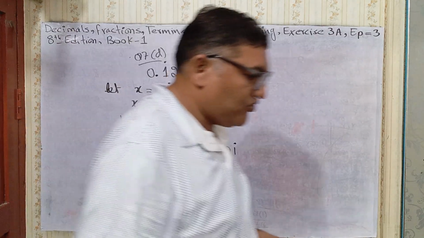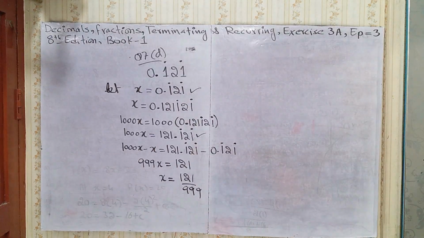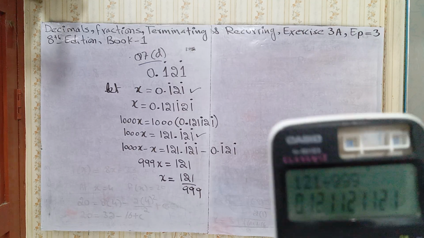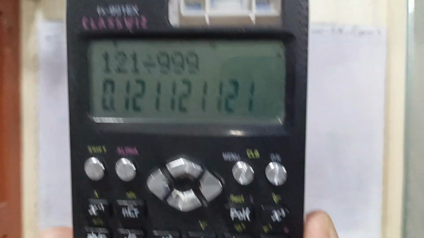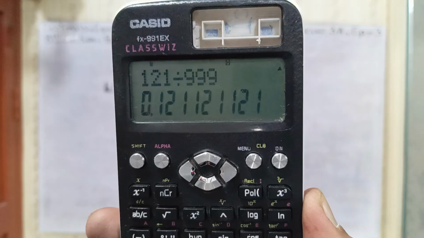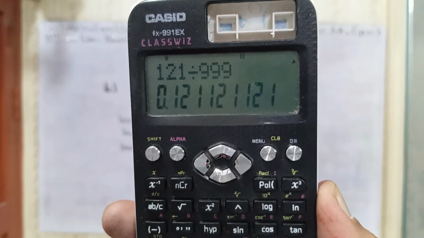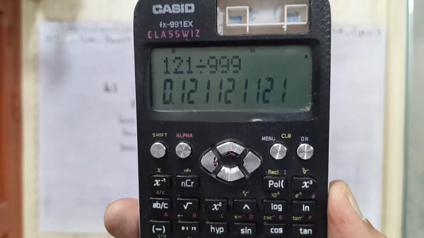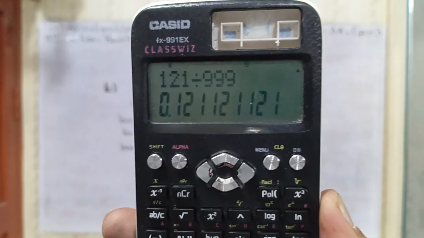So 121 divided by 999. With the help of my calculator, I can check if this answer is right or not. So 121 divided by 999 equals. Let me show you. Here you can see 121 divided by 999 is 0.121, and this is recurring and non-terminating.